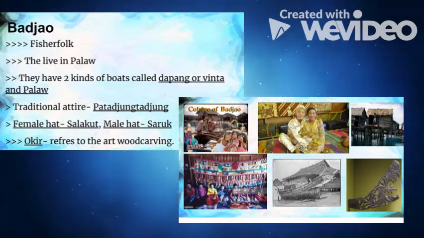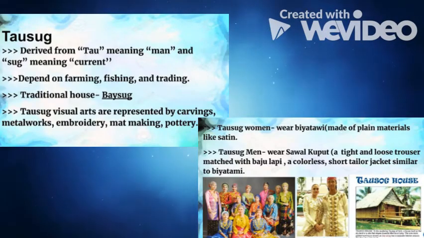Last one, we have the Tausog. Class, Tausog is derived from the word tao, meaning man, and sog, meaning current. It means tao sog is the current man. They also depend on farming. They keep on doing farming, fishing, and trading. Trading we call barter. They also live in their traditional house. They call it baisog.